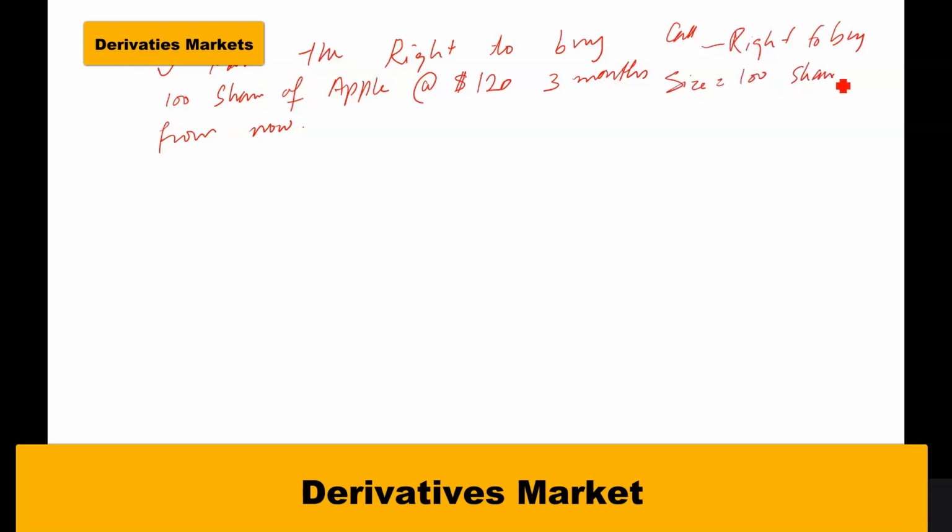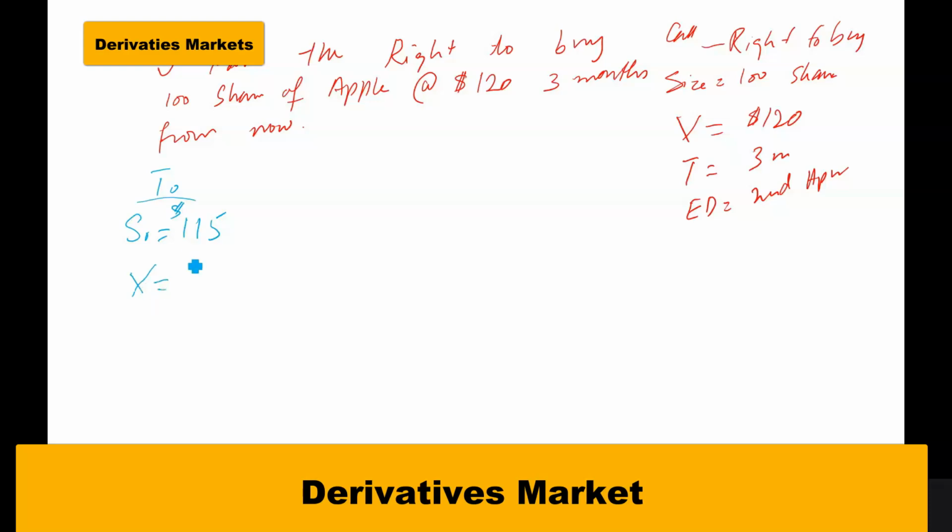So each contract here, for example, if this contract has a size of 100 because it's giving me the right to buy 100 shares, the exercise price is $120 and the time to expiration is 3 months. Let's suppose the expiration date will be 2nd of April. If today this contract is initiated, let's suppose the spot price of Apple is $115.